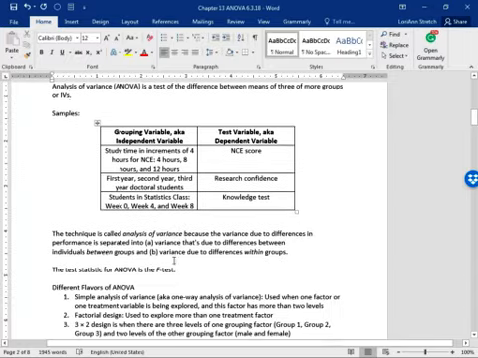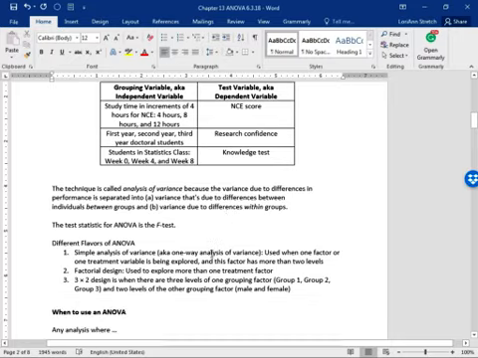This technique, as I mentioned, is the analysis of variance, because the variance due to differences in performance is separated into variance that's due to differences between the groups, and variance due to differences within each group. This will make a lot more sense as we start to do the math. The test statistic for ANOVA is an F test.